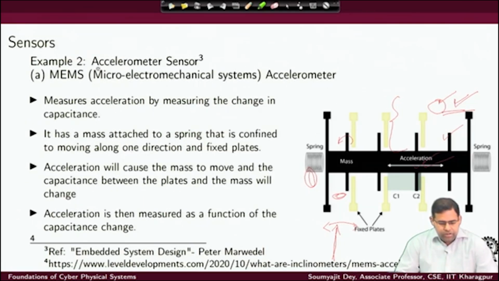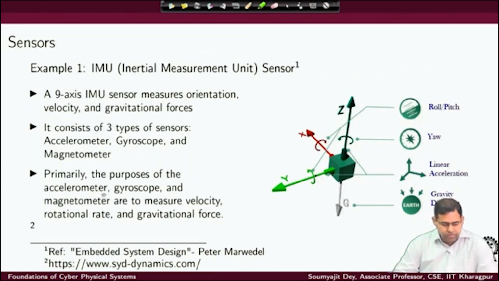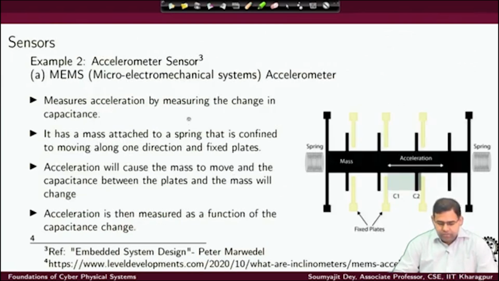So, we will start with the accelerometer sensor. We are taking an example of a MEMS accelerometer here. MEMS full form is micro electromechanical system. Like we said, the accelerometer measures the linear acceleration in the different directions, right. This kind of micro electromechanical accelerometer measures the acceleration using change in capacitance. So, let us understand.